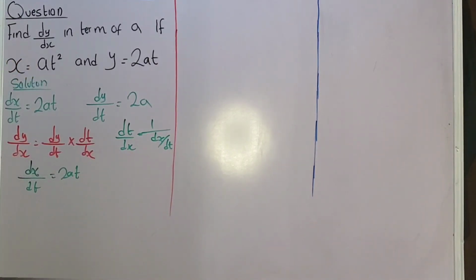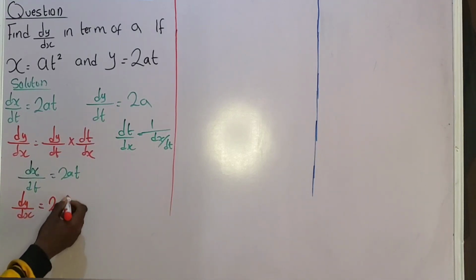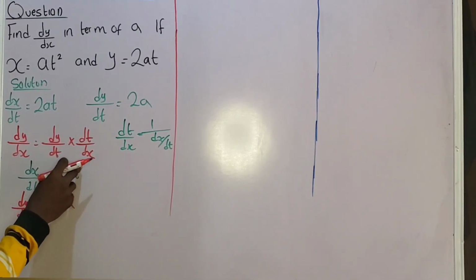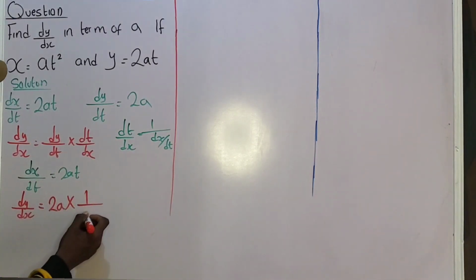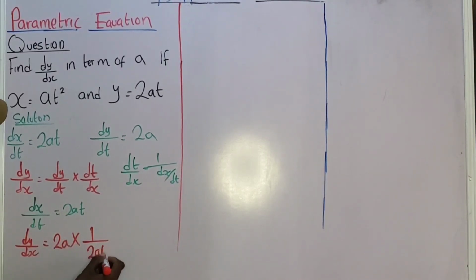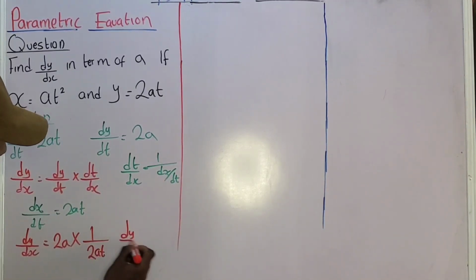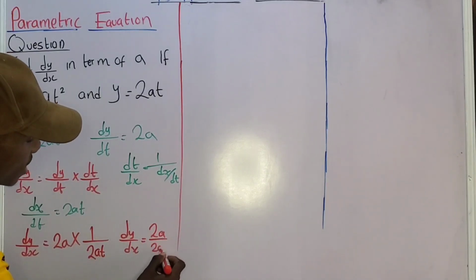Okay, so in that case, I just have to substitute what I have here. dy/dx will be equal to dy/dt, which is 2a, multiplied by dt/dx. dt/dx is 1 over dx/dt. dx/dt is 2at. So I'm going to have multiplied by 1 over 2at. Okay. So having done that, dy/dx is equal to 2a all over 2at.